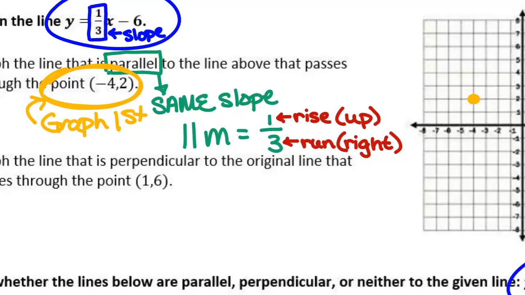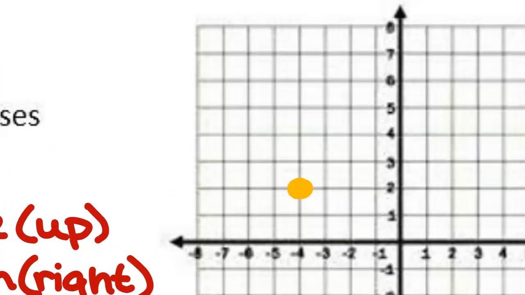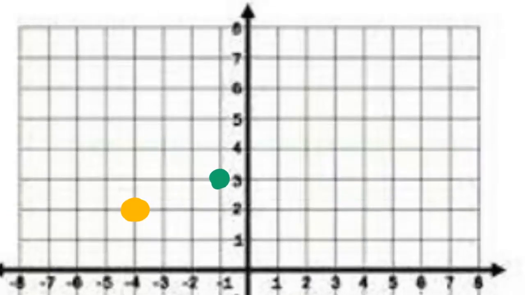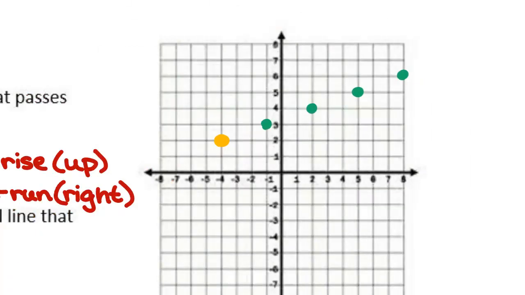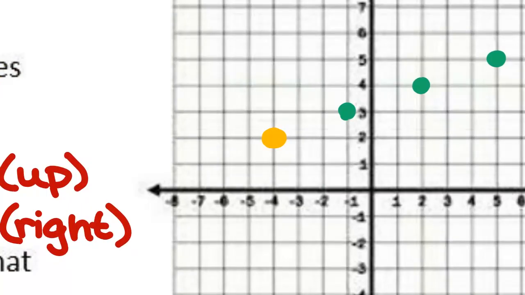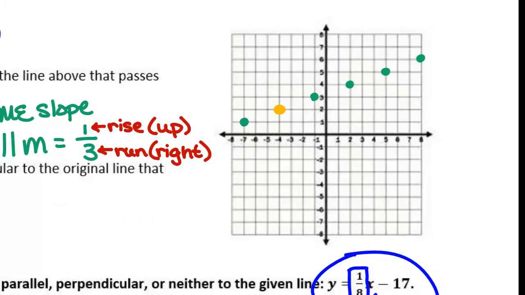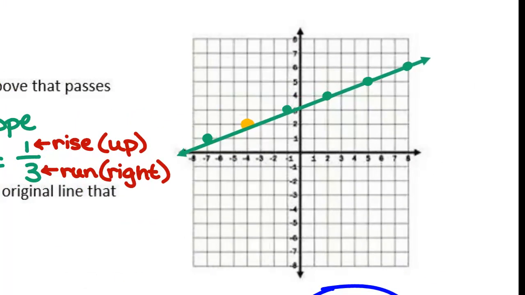So from that yellow point that I put down, we are going to go up 1 and right 3. Put a point down. And then we're going to do it again. Up 1 and right 3. And I can make it go backwards, so do everything in reverse. Down 1 and left 3. And then we grab our straight edge and we trace through those points. There's my parallel line.